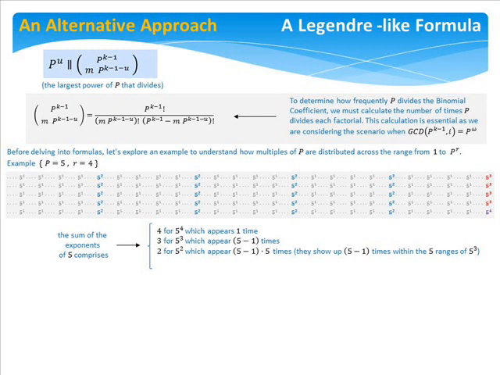They show up 5 minus 1 times within the 5 ranges of 5 cubed. And lastly, 1 for 5 raised to 1, which appears 5 minus 1 times 5 squared times.